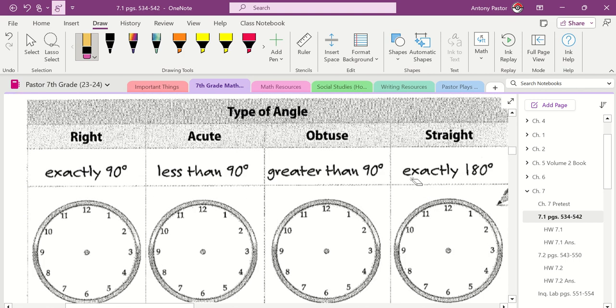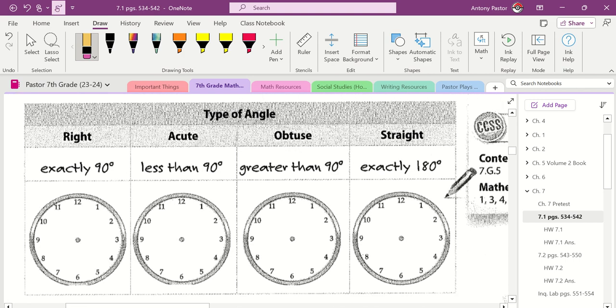Here are your types of angles. So we already talked about a 90-degree angle or a right angle. A right angle is exactly 90 degrees, and that's sloppy drawing. Thank you. So again, 90-degree angle. If I were to start at 12, that would be a 90-degree angle. Can anybody give me another 90-degree angle on the clock without me starting at 2 or 12? Who can give me another 90-degree angle?